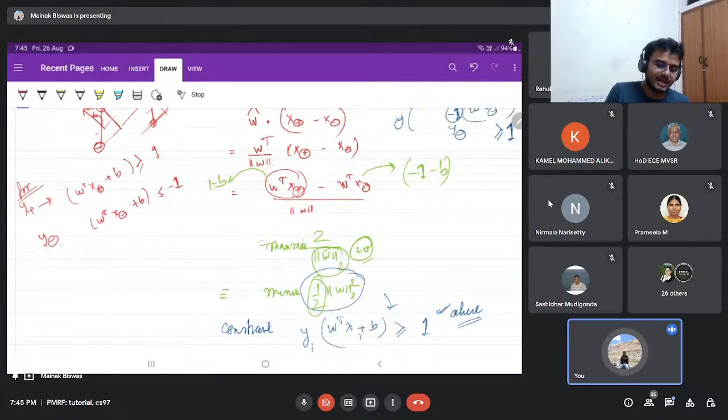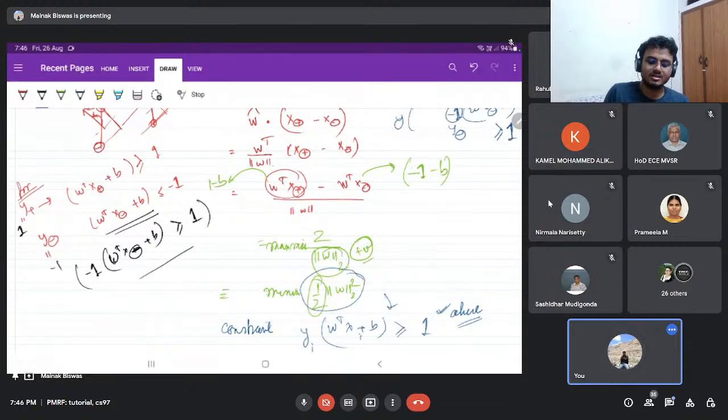Now if I multiply, what is y minus? What is the value of y minus? -1. Value of y plus? +1. So if I multiply -1 to this equation, what will it become? w transpose x minus plus b into -1. The inequality will flip since you are multiplying a negative on both sides, and this one is nothing but y minus.